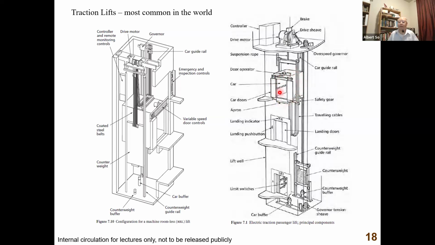This is the car, as I told you. The car is the cage where the passengers go in. Now you can see in the car there are doors, called the car doors. You have two types of doors: landing doors and car doors. But maybe you are not aware of that, because when you go inside a lift car, you just see a pair of doors. But actually there are two doors: the car doors and the landing doors.